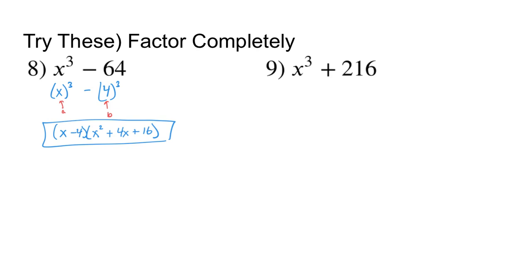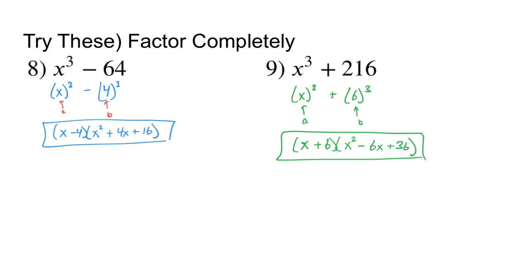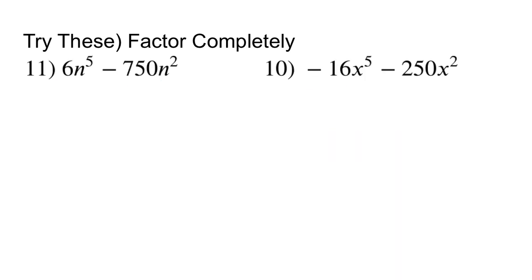For number 9, same thing. It's x to the third plus, let's see here, 216. Hey, that's 6 to the third power. So again, there's my a, there's my b. I'll fill in the shortcut rule. I have a plus b times a squared minus a times b, which is 6x, plus b squared, 6 squared, which is 36. Let's try 11.